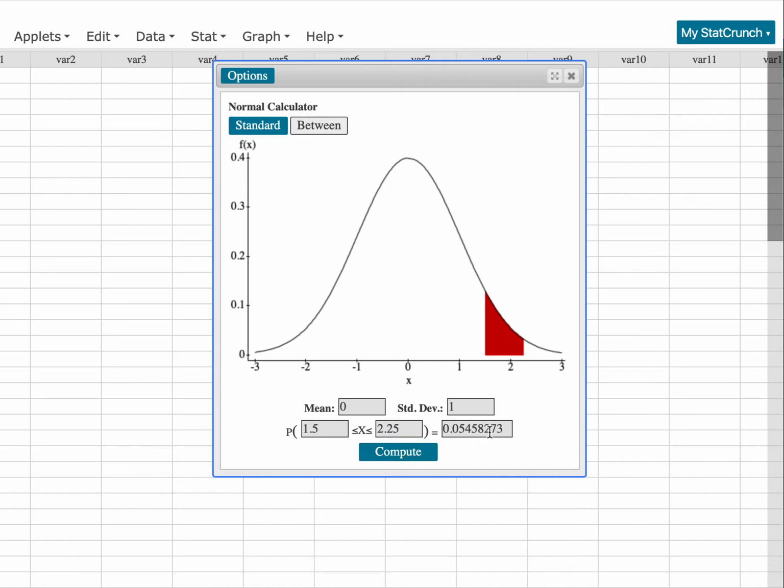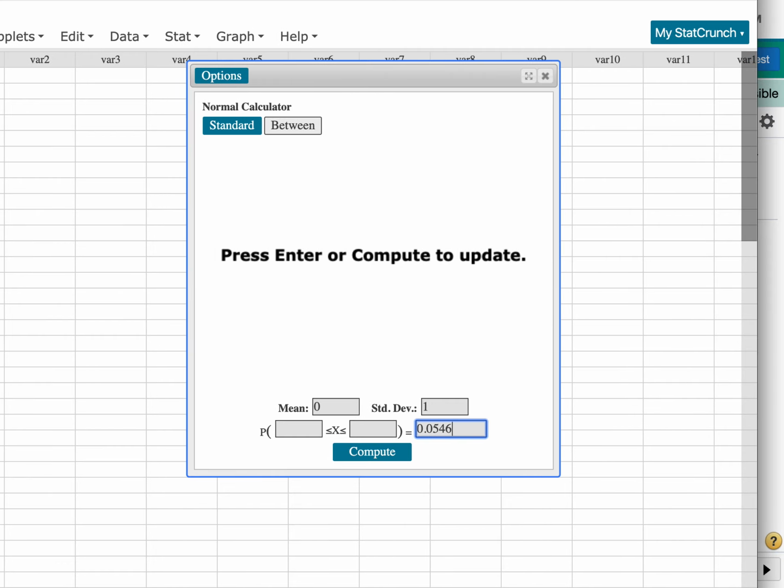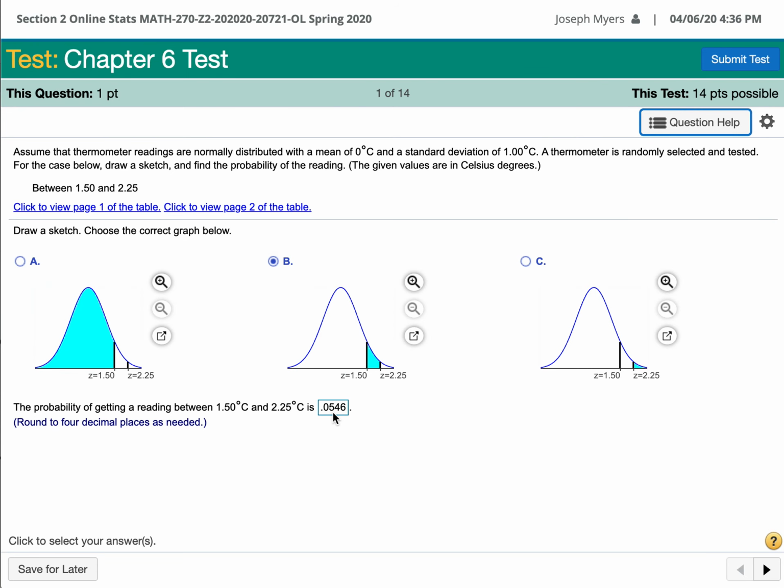We get an answer of 0.0545, but notice that 8, because of that 8 I need to round this 5 up to a 6. So 0.0546, and that's exactly the same as what I got from the table. So for the rest of the problems on these notes, I'm just going to use the table or the calculator that's provided from StatCrunch, although you could look them up in the tables on paper as well.